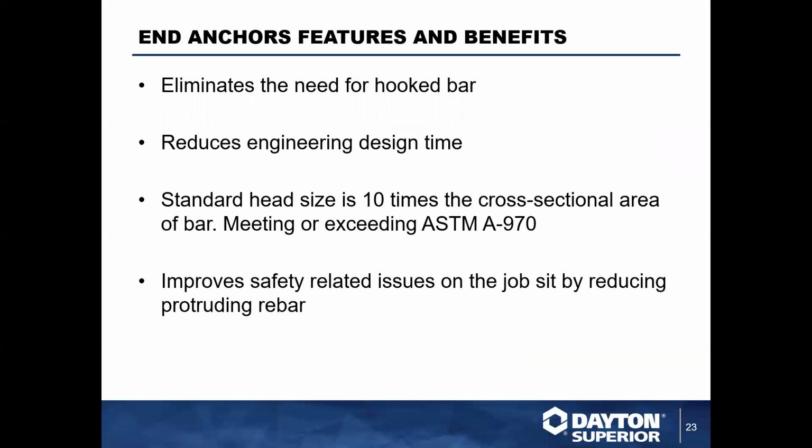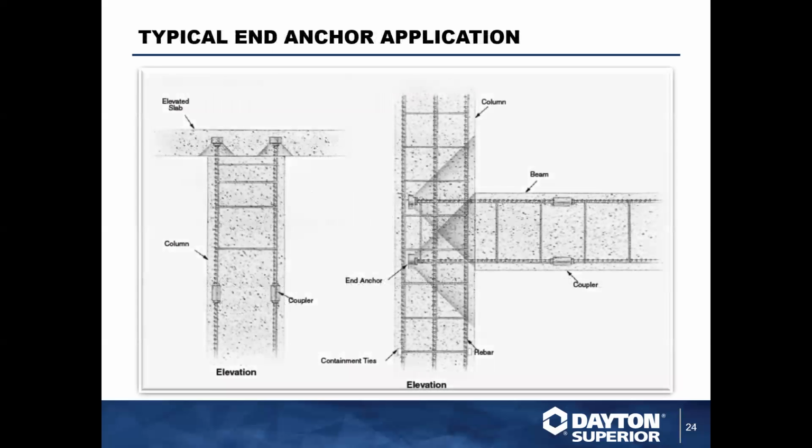Basically, the end anchorage eliminates the need for a hook bar. It reduces the engineering design time and requirements, and it also helps remove congestion within the structure itself. As you can see here, some of the typical applications are a flat slab to column, and then you also have a column to beam application for connectivity.